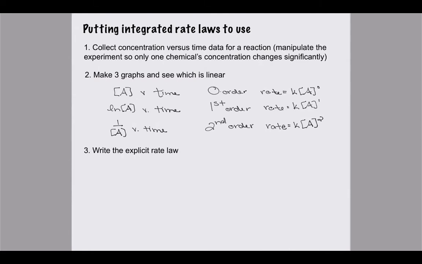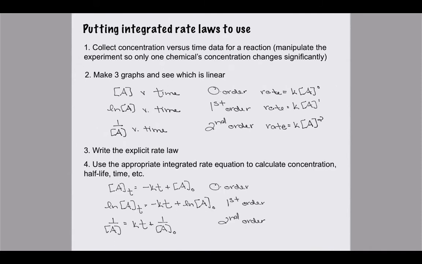At that point, you're ready to write your explicit rate law. You know what your exponent is going to be for that particular chemical, and you know the value for k, because remember, you can figure out your rate constant from the slope of that most linear line. So you have all the pieces to write your explicit rate law.